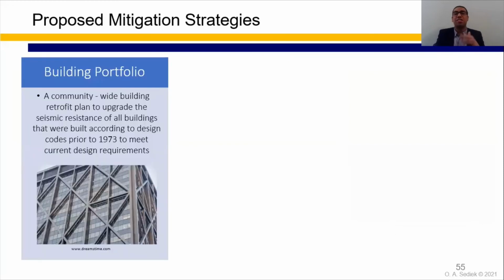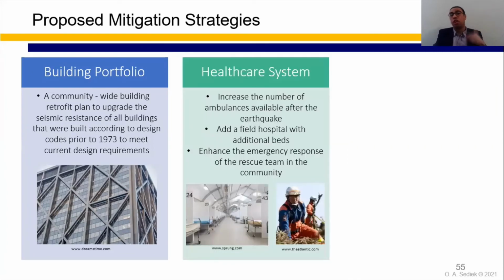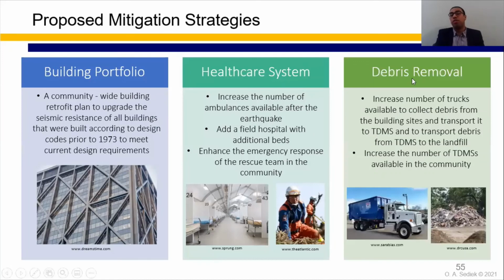The first one is related to the building portfolio, which is basically upgrading the seismic design of buildings, or in other words, making buildings stronger. For the healthcare system, we increased the number of ambulances, added a field hospital, and enhanced the emergency response of the rescue team. For the debris removal, we increased the number of trucks available to remove debris in the community and increased the number of temporary debris management sites in the community.